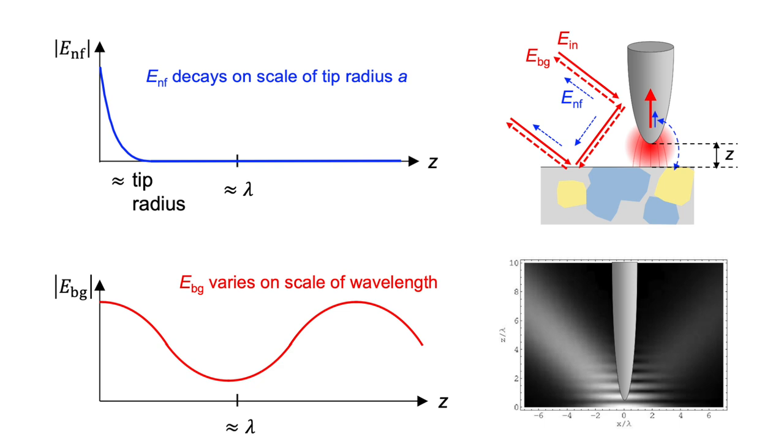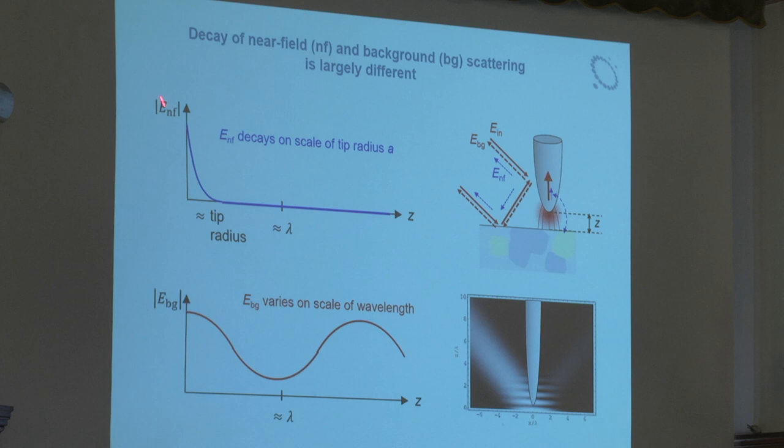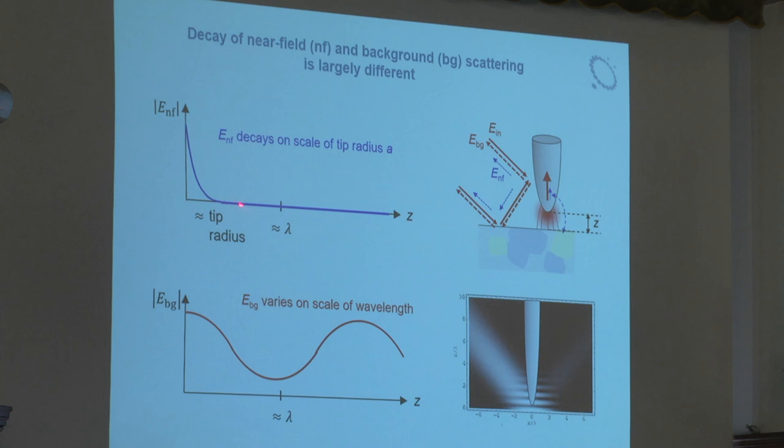What I plot here is the light that is scattered from the blue arrow, so the near-field-induced scattering, E_NF, as a function of the tip-sample distance, Z, right? This is schematically drawn, not really calculated. And what we see is that if you retract the tip, this near-field scattered light drops down on a scale of the tip radius, and if we are further away than one tip radius, there's no near-field signal, simply because the near fields do not hit the sample surface anymore, okay? This happens on a scale of the tip radius, typically 20 nanometers, and it has a strongly nonlinear dependency with distance.